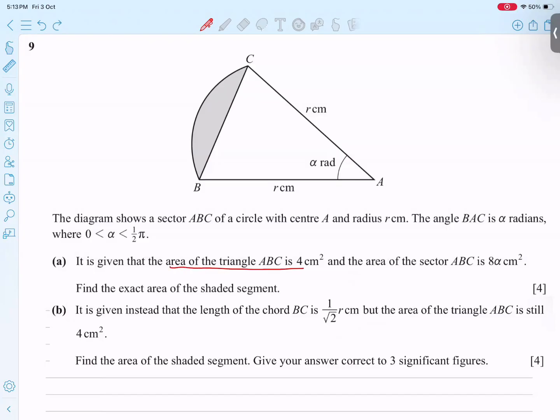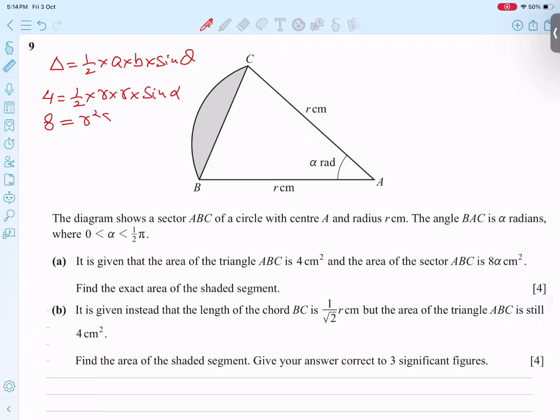The area of the triangle is 4 centimeters squared. So I'm starting with this one. The area of a triangle formula is half times A times B times sine theta. Because we are talking about this triangle, A is R, B is also R, and theta is alpha, and the area is 4. So I write 4 equals half R times R times sine alpha. So 2 fours are 8, R squared sine alpha. I got it. Equation number 1 done.